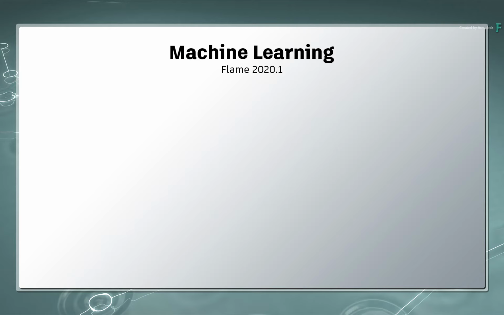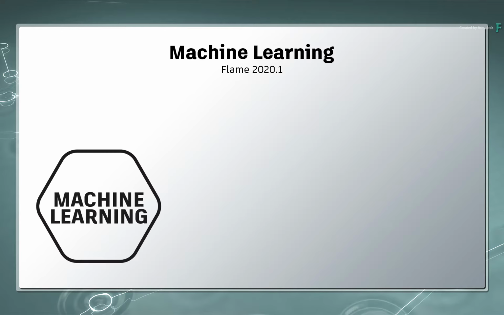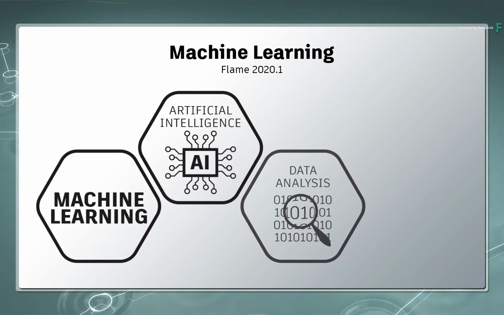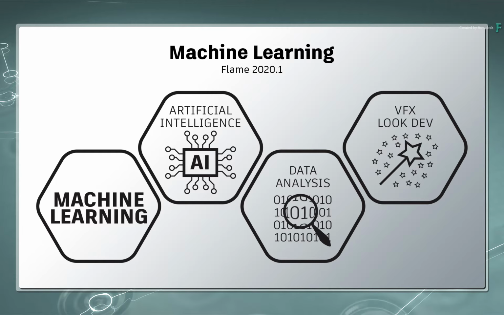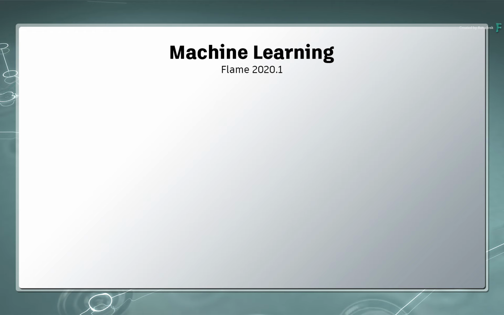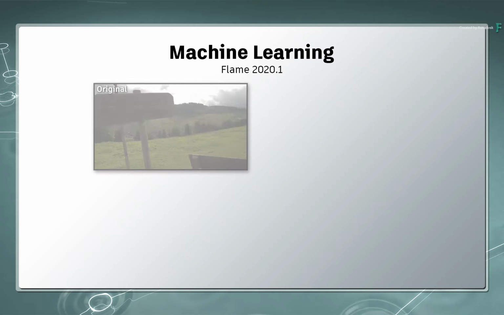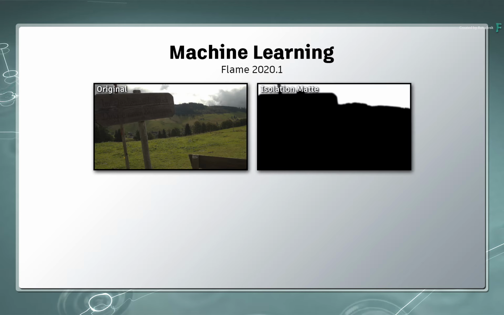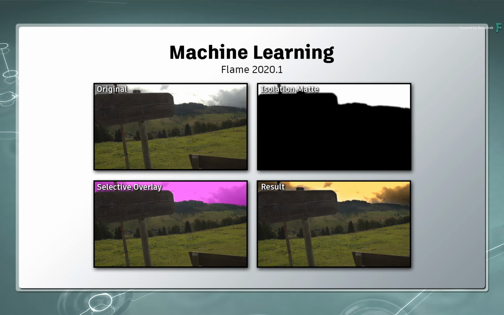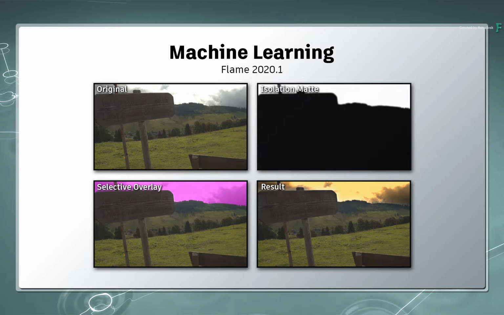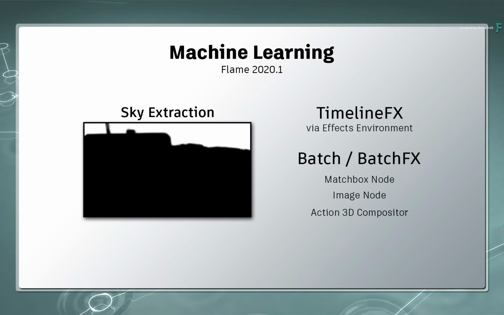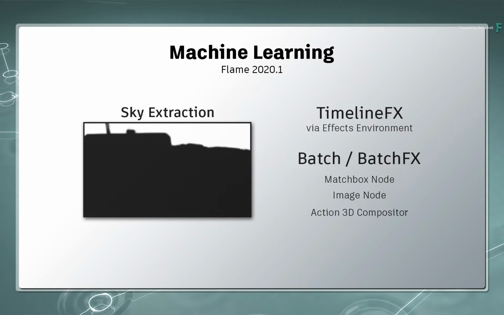With the Flame 2020.1 update, another type of machine learning has been introduced into the Flame products. So in part 4 of the machine learning series, you'll learn how to extract the sky out of a shot. Flame can look at an image and, using machine learning, identify what parts of that image make up the sky. You can then use that extraction as part of a selective or composite.